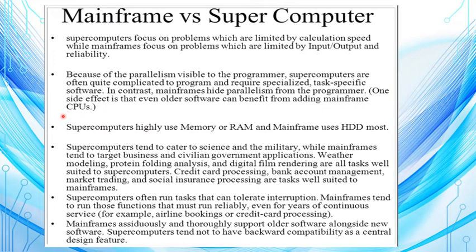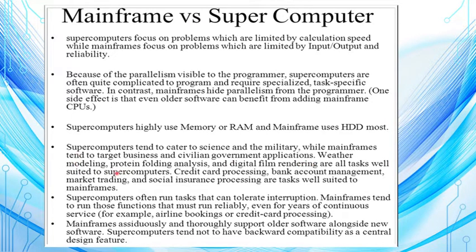So, supercomputers can perform various varieties of tasks and they are having very fast processing power and large RAMs. Mainframes are used for storing a large amount of data. Supercomputers tend to cater to science and military, while mainframes tend to target business and civilian government applications.